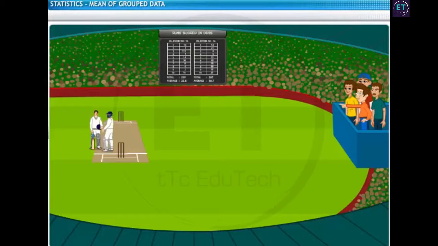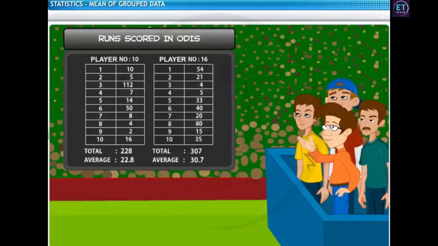These two players have played 10 matches in all. Who's better? Here's the comparison of their performances. Looking at the average, player 16 is definitely better.